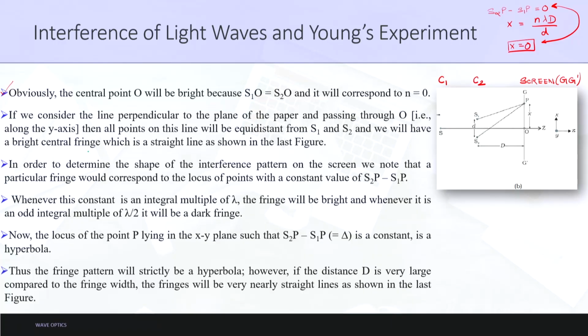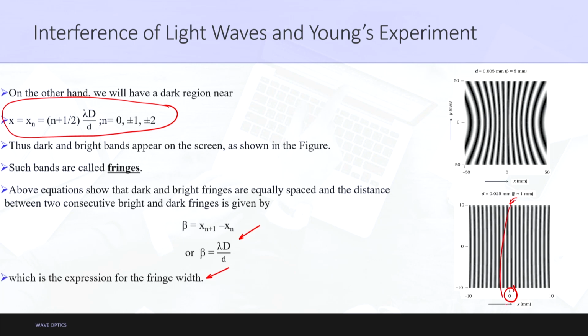Just iterating it again: if we consider the line perpendicular to the plane of paper and passing through O, that is along the y axis, then all points on this line will be equidistant from S1 and S2, quite evident, and we will have a bright central fringe which is a straight line as shown in the last figure. This is the bright central fringe being talked about here.